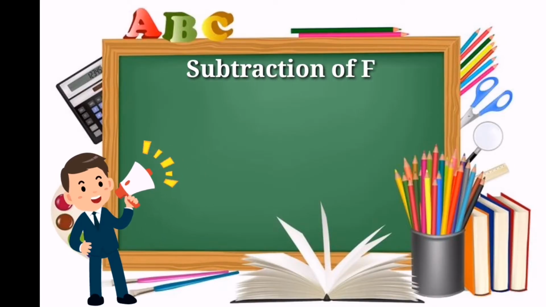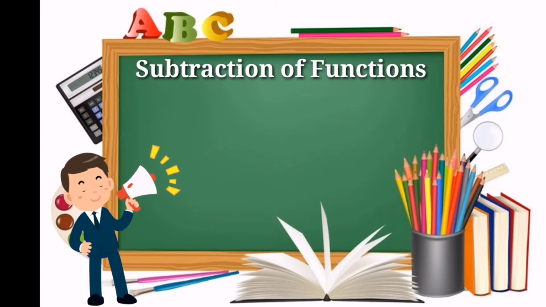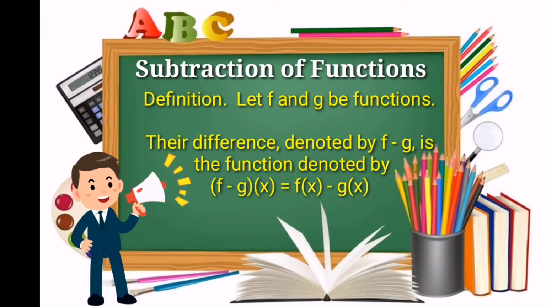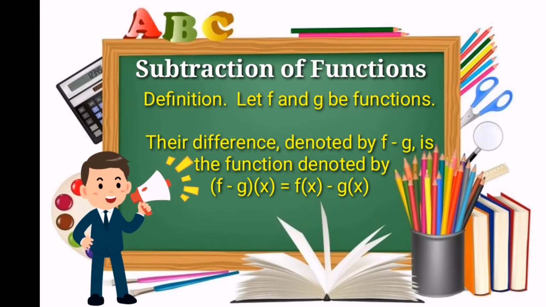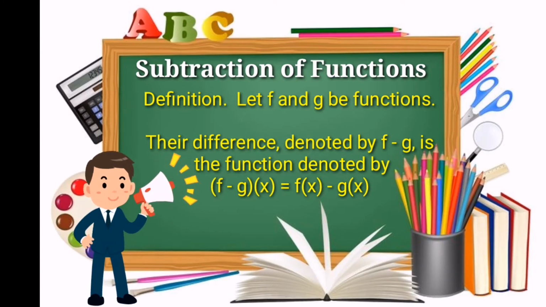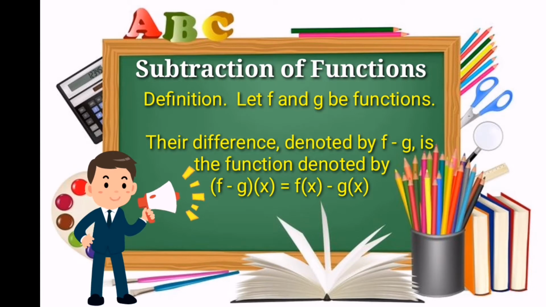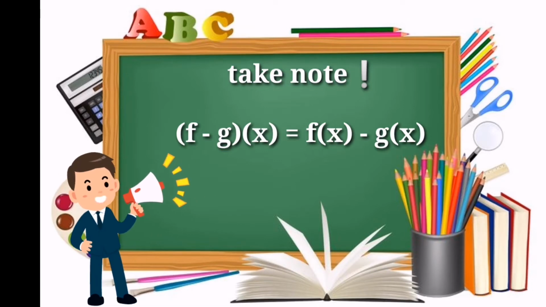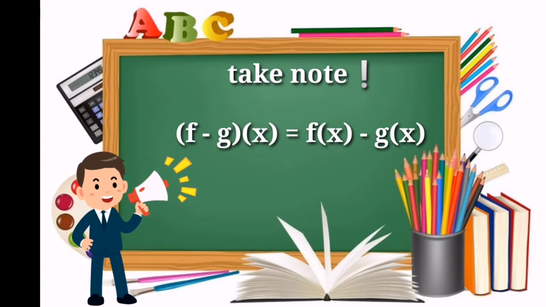Now, let's proceed to subtraction of functions. We have the definition. Let f and g be functions. Their difference, denoted by f minus g, is the function denoted by the quantity f minus g of x equals f of x minus g of x. Take note, the quantity f minus g of x is equal to f of x minus g of x.